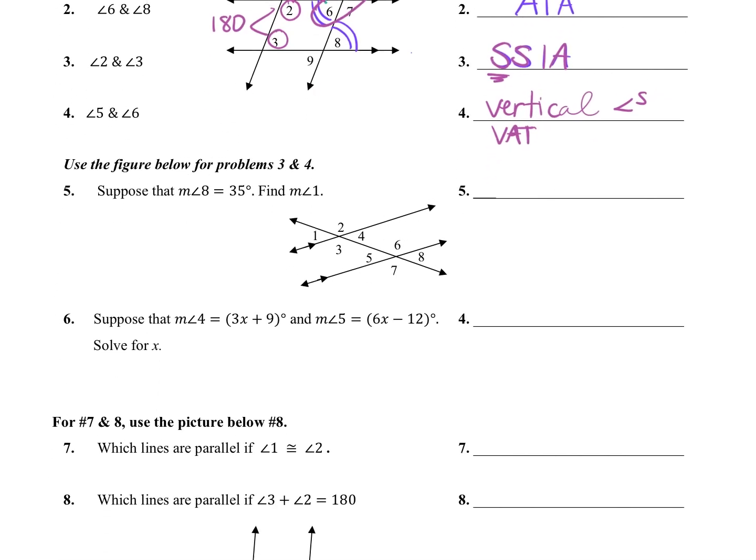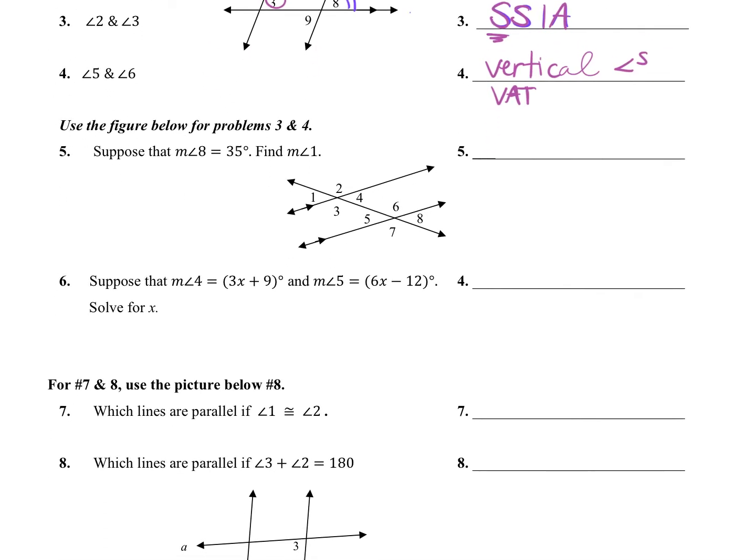All right, look at this picture. If the measure of angle 8 is 35, what is the measure of angle 1? Why 35? They are alternate exterior angles.